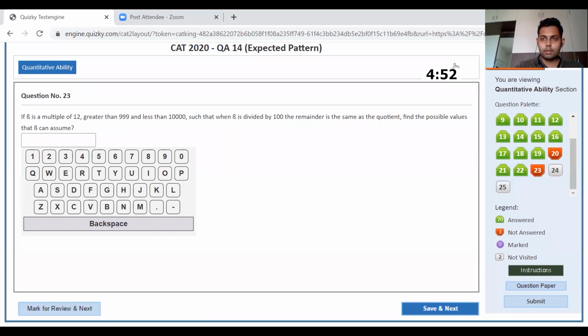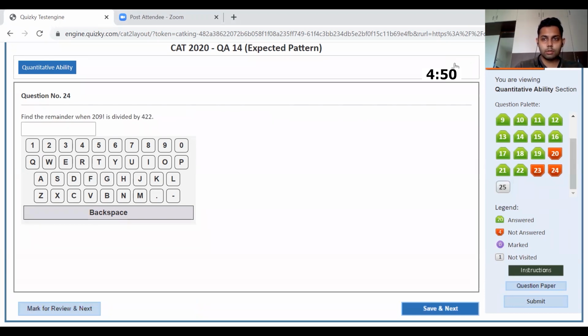Okay, these are a little long. This is also pretty long. They take a lot of time. Wilson's theorem and all, I don't find it relevant for CAT. This is easy.